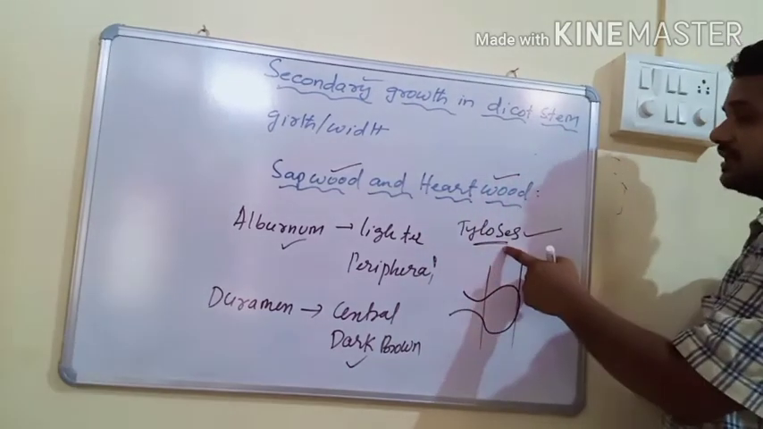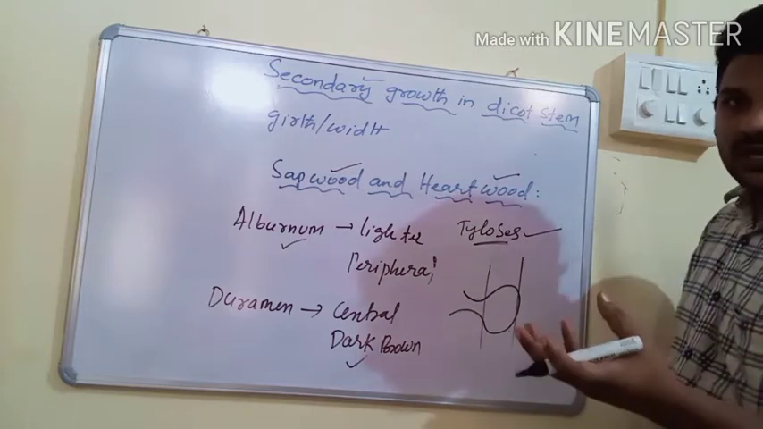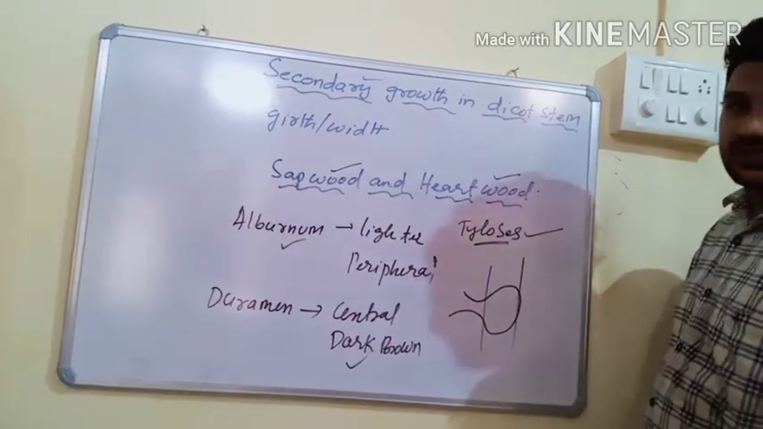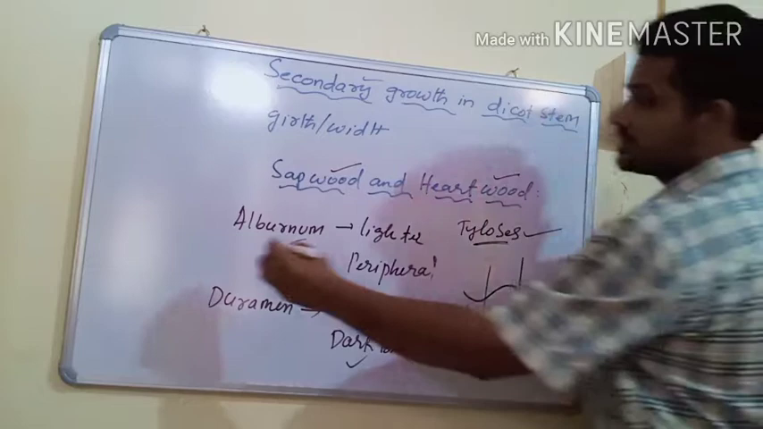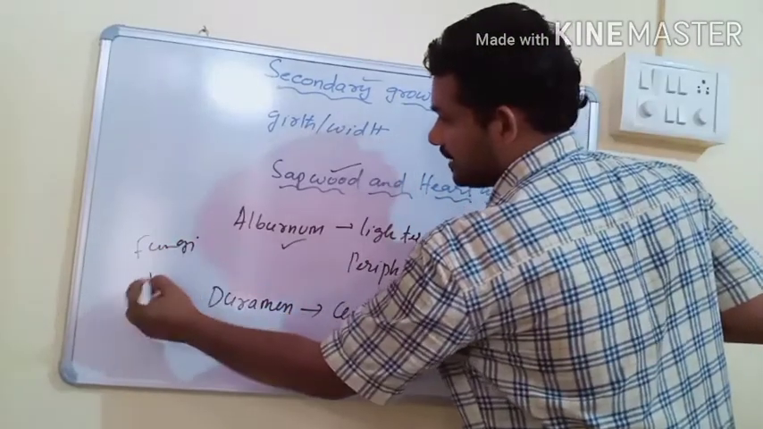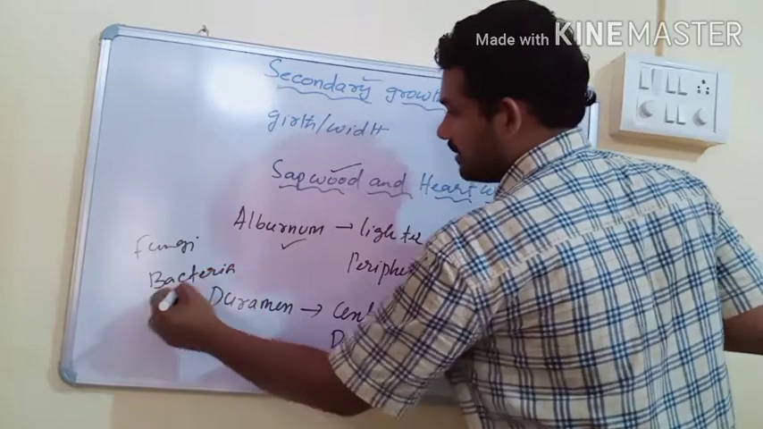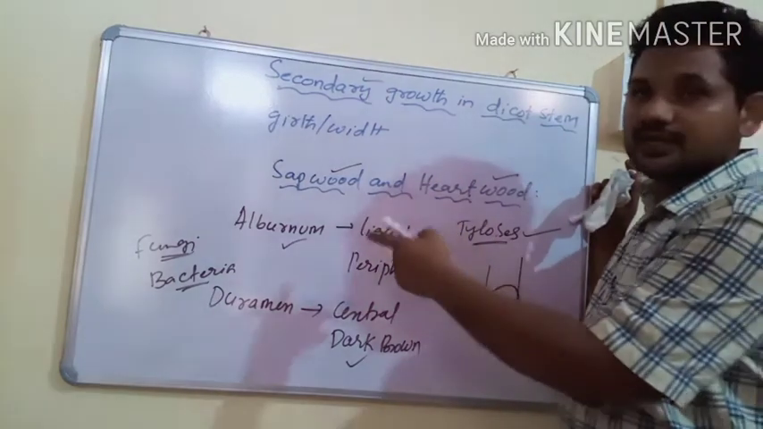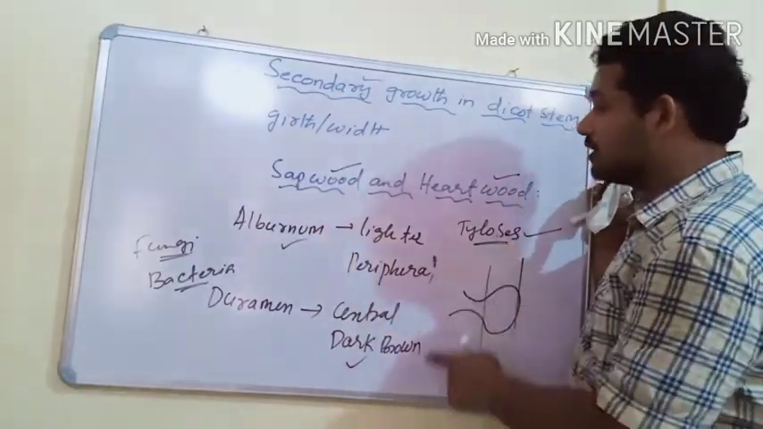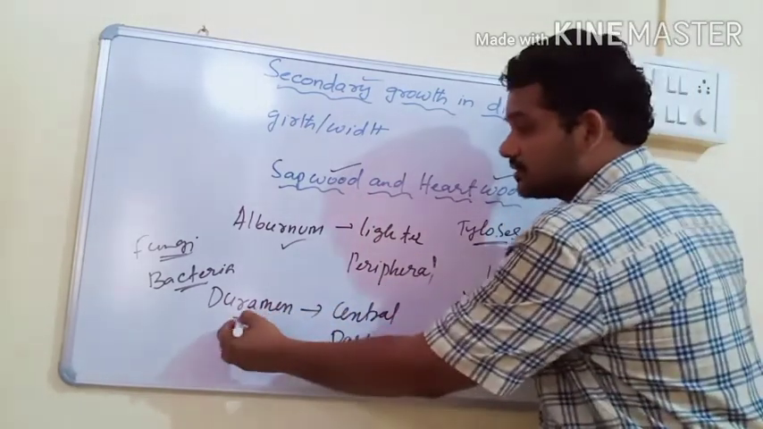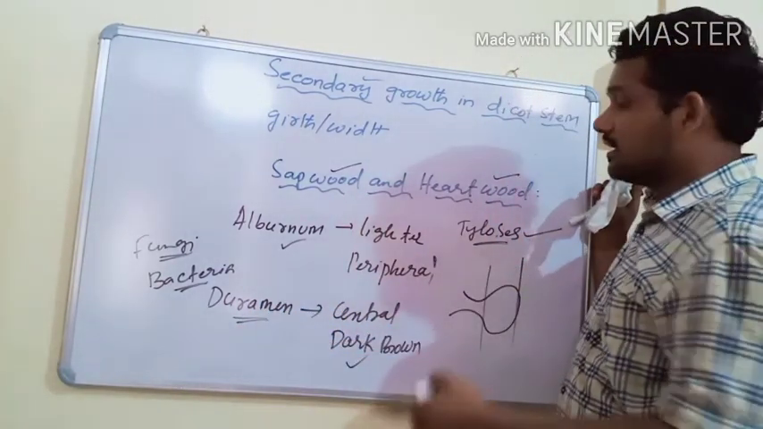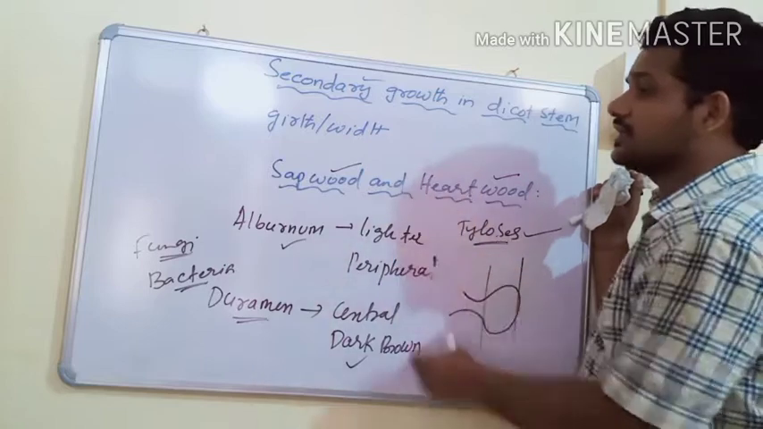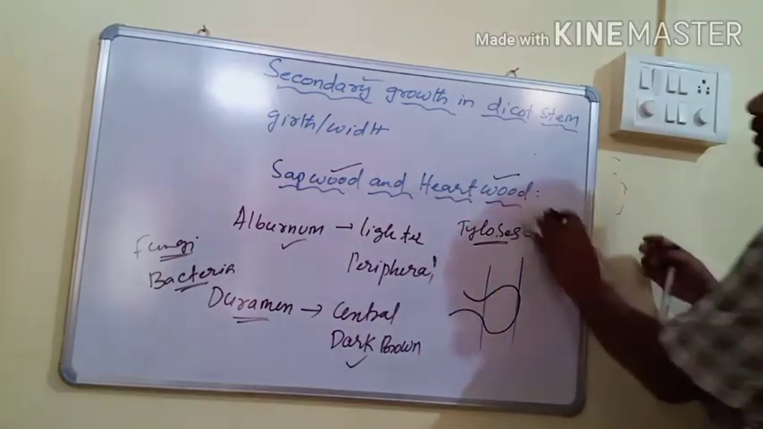But due to the presence of tyloses, what are tyloses? The balloon-like xylem parenchyma cells in xylem vessels are called tyloses. And these tyloses check the entry of pathogenic fungi and bacteria. Fungi and bacteria have the ability to digest wood, but due to the presence of tyloses, they are unable to enter and unable to digest. That's why the durability of heartwood increases. Hence it is also known as duramen. If any wood contains a large amount of heartwood, then its economic value also increases. So these are the two different types of wood present in old dicot stems.